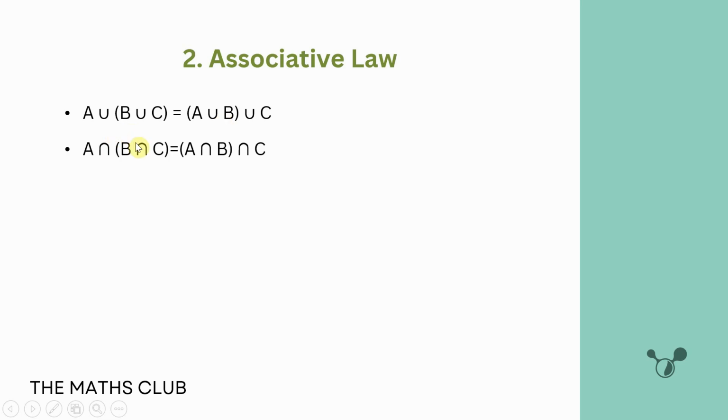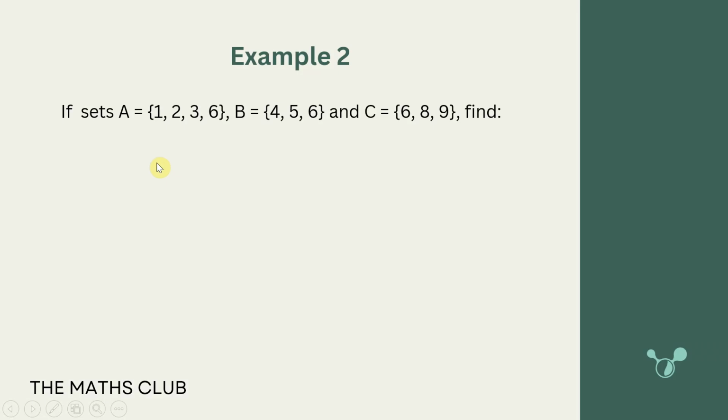Same thing too for the intersection, as long as it's intersection and intersection that is here. If it was union and intersection, that is a different thing. In this case, we have intersection and intersection. As far as it's the same operation, wherever the bracket lies, it does not really matter. Let's see an example to bring that home.